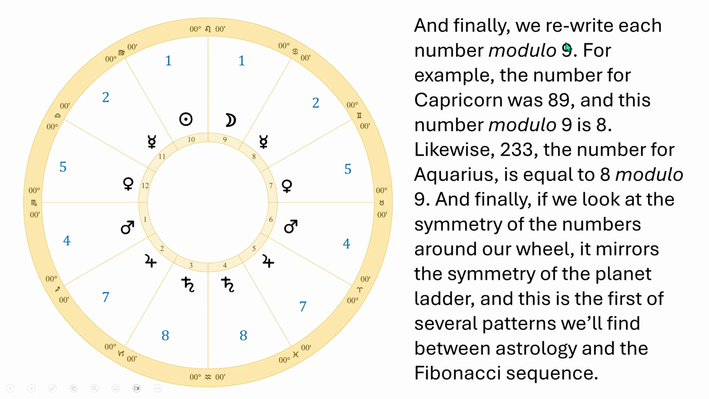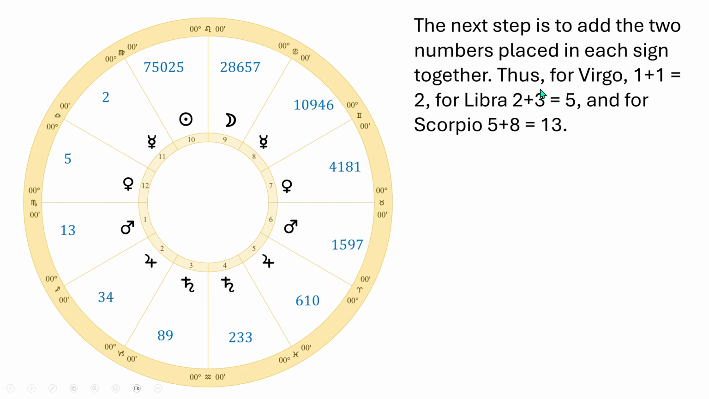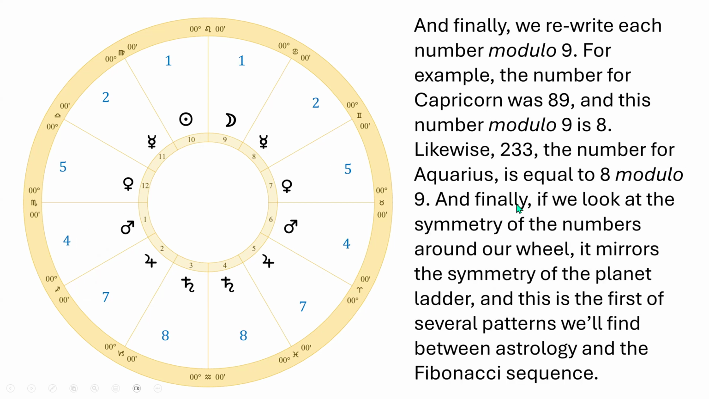And finally, we rewrite each number modulo 9. So we take each of these numbers, look to see what the remainder will be when we divide by 9. 9 goes into 5 0 times with remainder 5, so this number is unchanged. 9 goes into 13 one time with remainder 4, so that one is going to change.